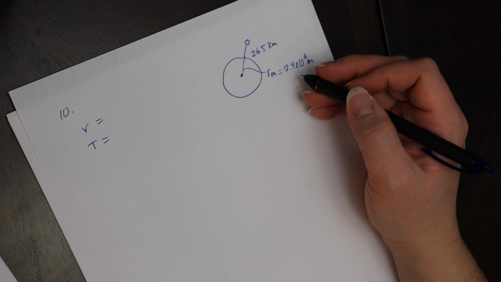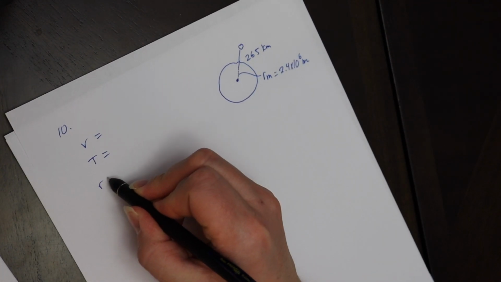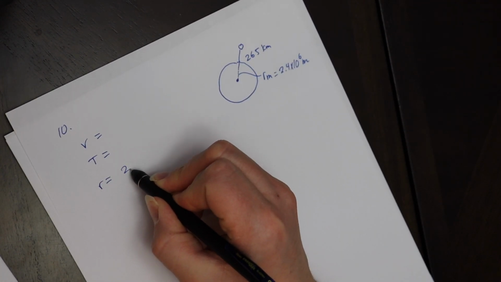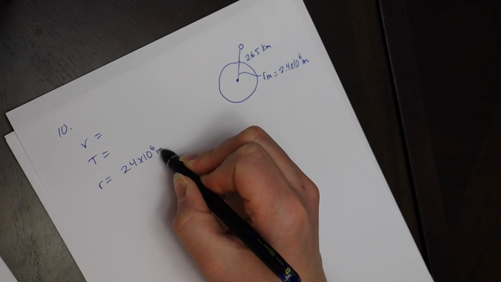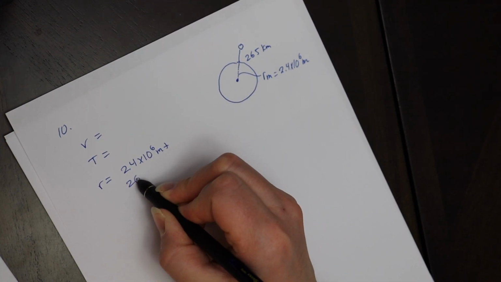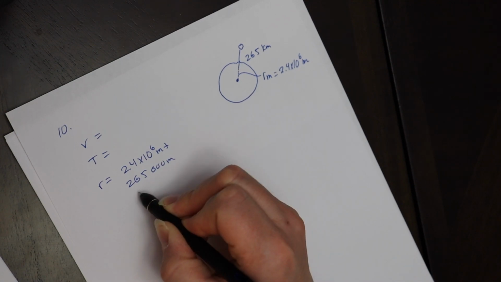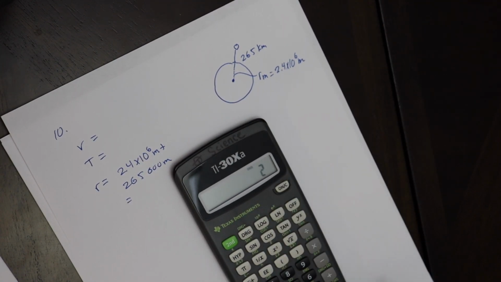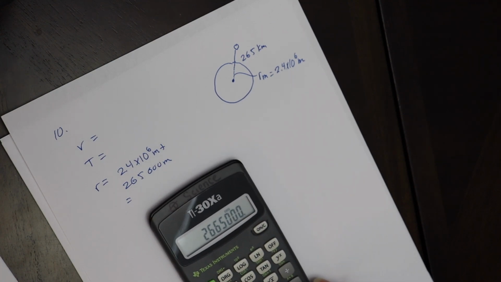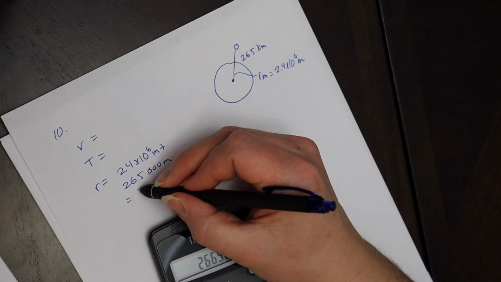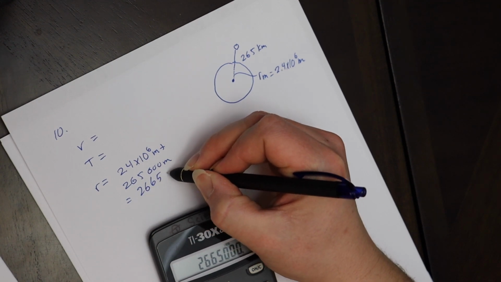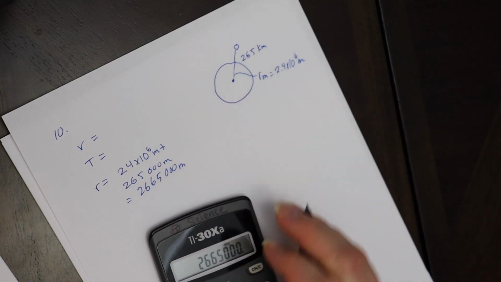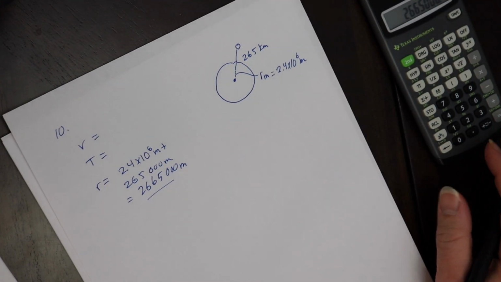So we have the total radius of the satellite. I'm going to add this right now. 2.4 times 10 to the 6 meters plus 265 kilometers is this many meters. So 2.4 times 10 to the 6 plus 265,000 meters gives me this value, 2,665,000 meters. That's the total radius of the satellite.